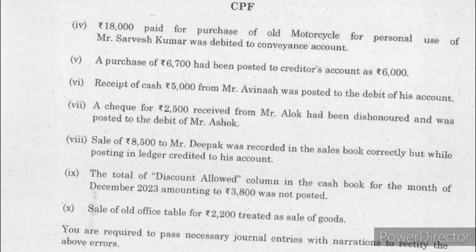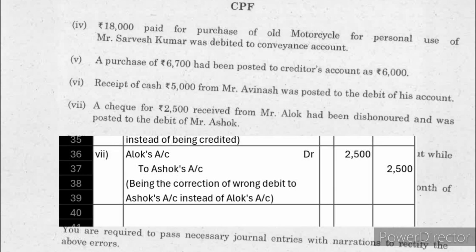Seventh transaction. A cheque for rupees 2500 received from Mr. Alok had been dishonored and was posted to the debit of Mr. Ashok. This is an example of error of commission. Rectification entry will be Alok's account debit 2500 to Ashok's account 2500. Narration being the correction of wrong debit to Ashok's account instead of Alok's account.